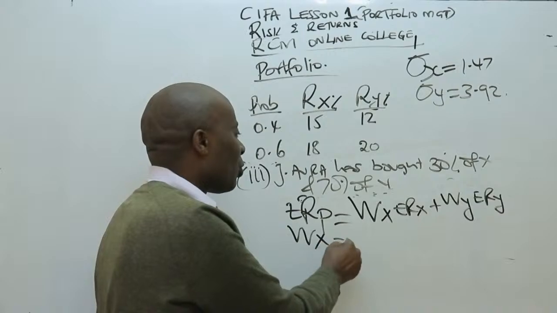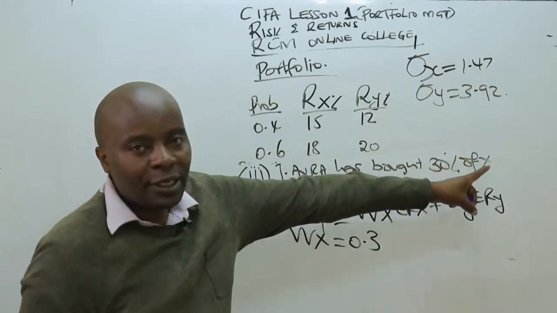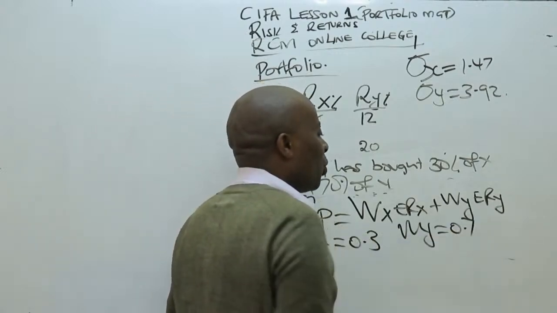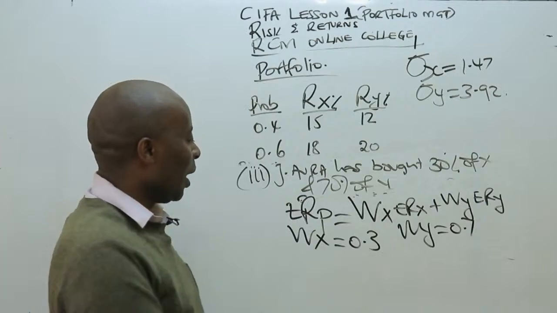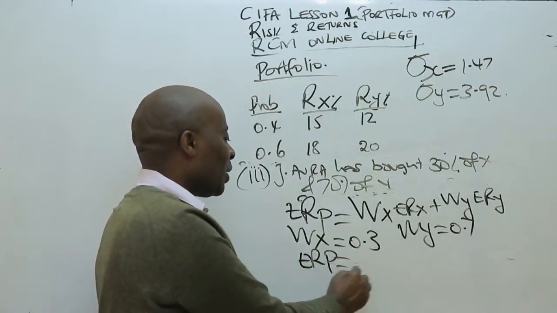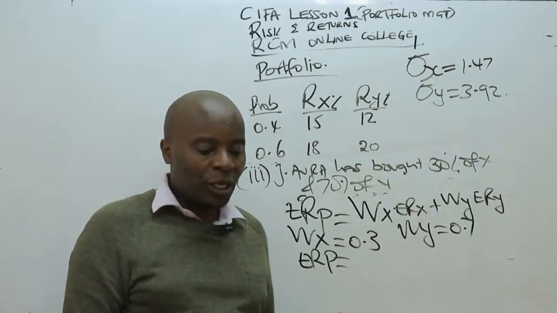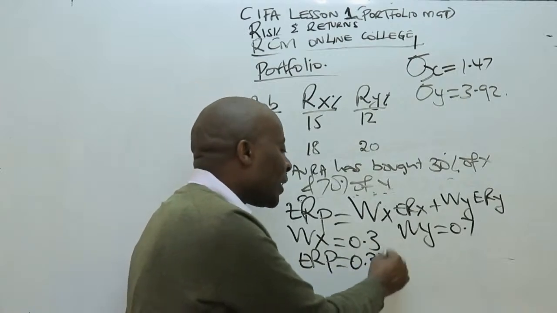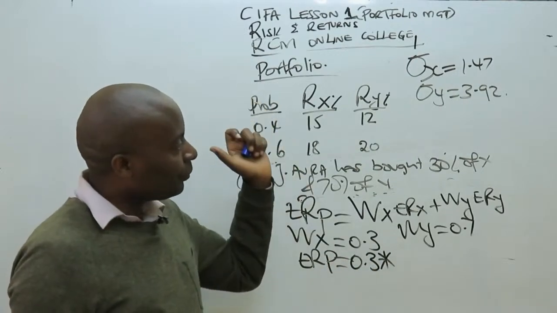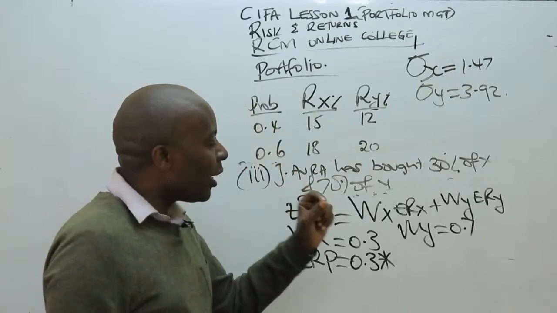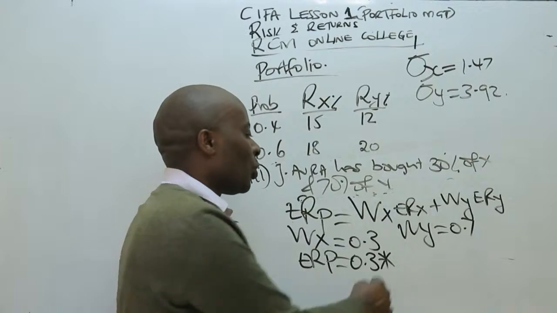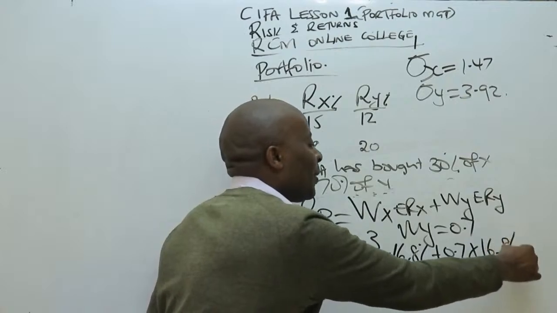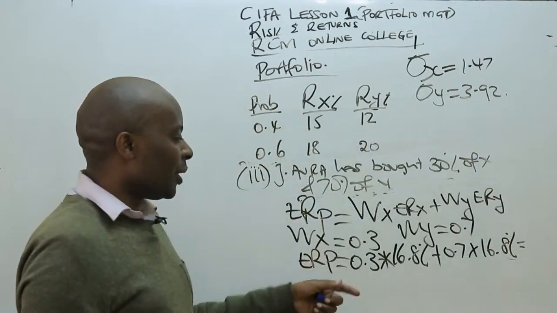So weight of X will be 0.3 because I bought 30% of X, and then we have weight of Y being 0.7. Ladies and gentlemen, if that is the case, you should be able to give me the expected return of the portfolio through some proper substitution. So come and substitute here. Weight of X is 0.3. Don't forget that the expected return of X, which was equal to expected return of Y, was 16.8. So 0.3 times 16.8% plus 0.7 times 16.8%, you can decide to disregard the percentages.